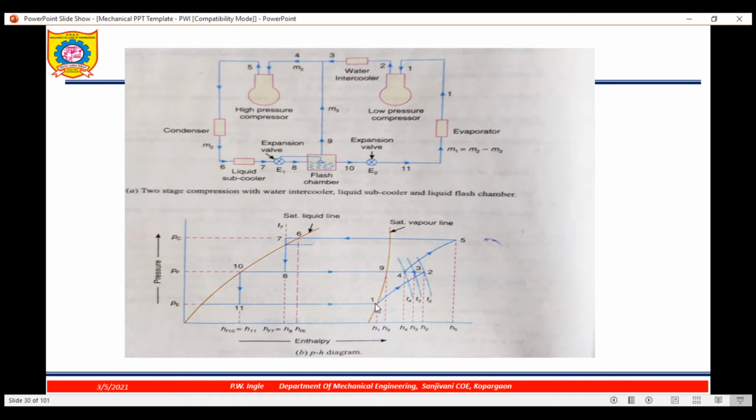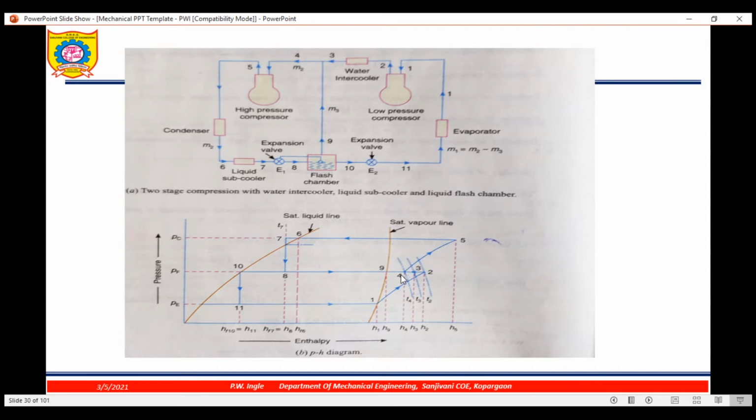Now here you see 1 to 2. 1 to 2 is what? It is a low pressure compression. Now refrigerant at state 2 will enter into the water intercooler and you are getting state 3. It is superheated again. Next, the refrigerant which is coming at state 9 and the refrigerant which is coming from the water intercooler at state 3 will be mixed as state 4. Then it will enter the high pressure compressor, and after that it enters the condenser.